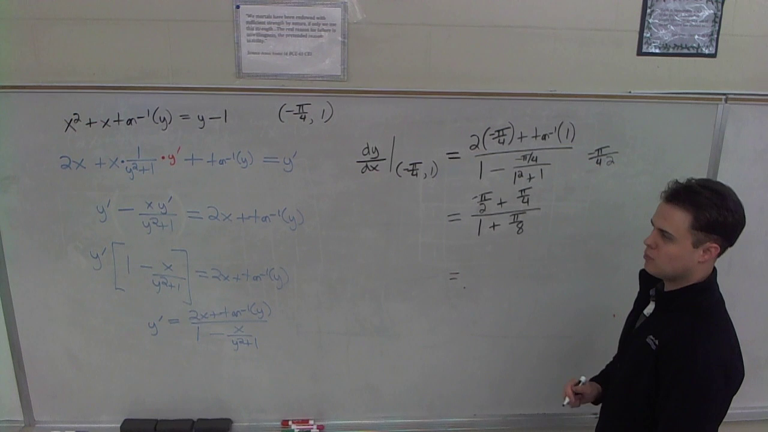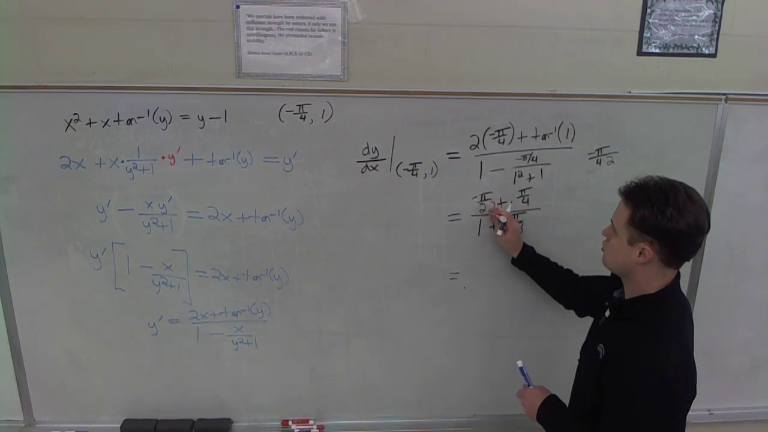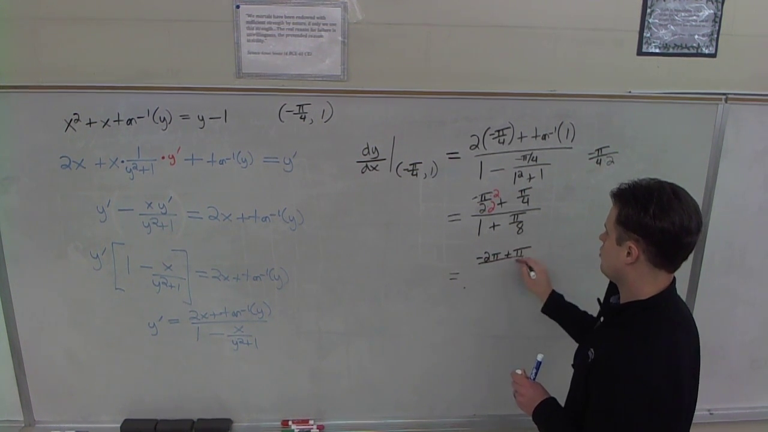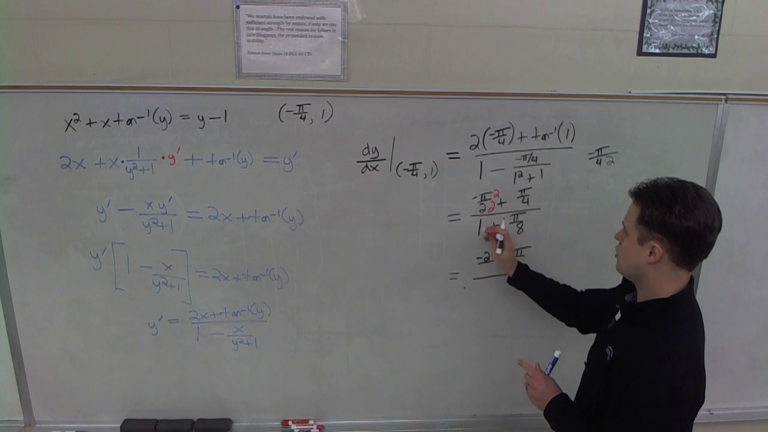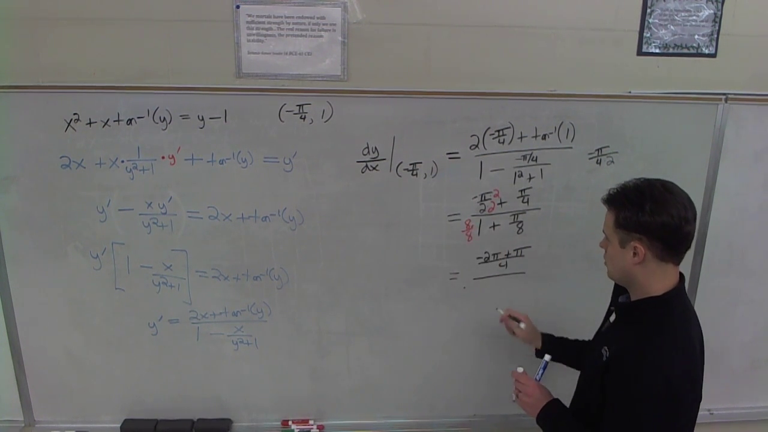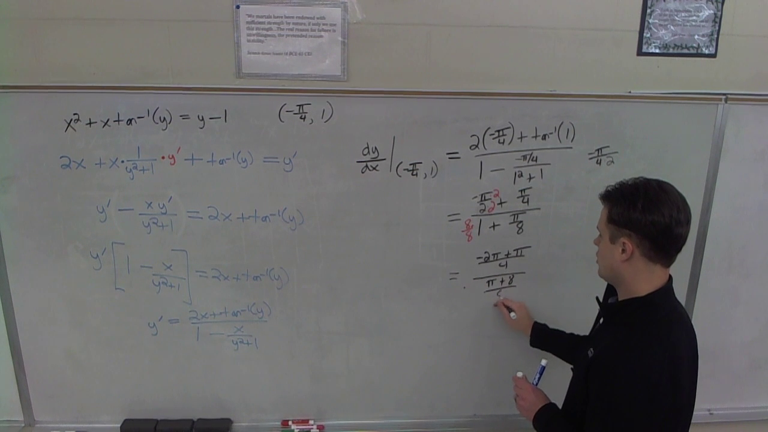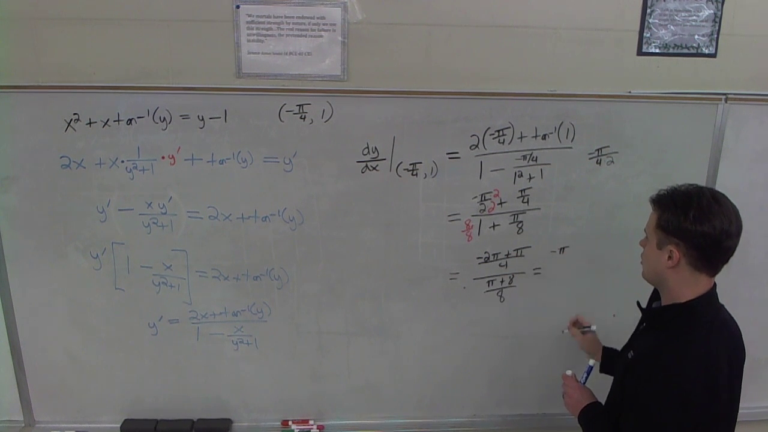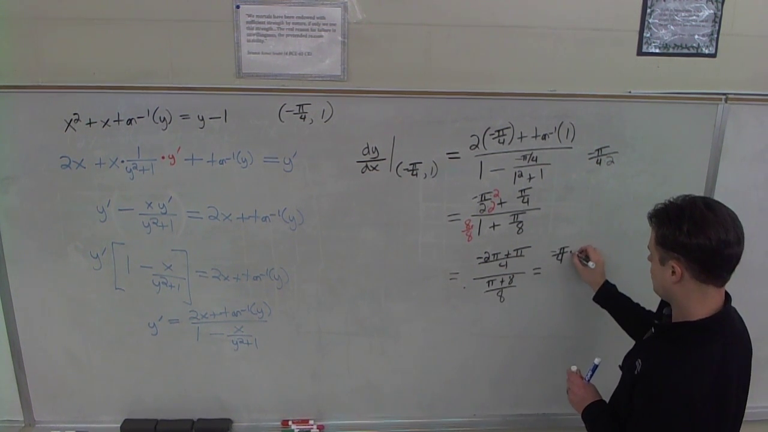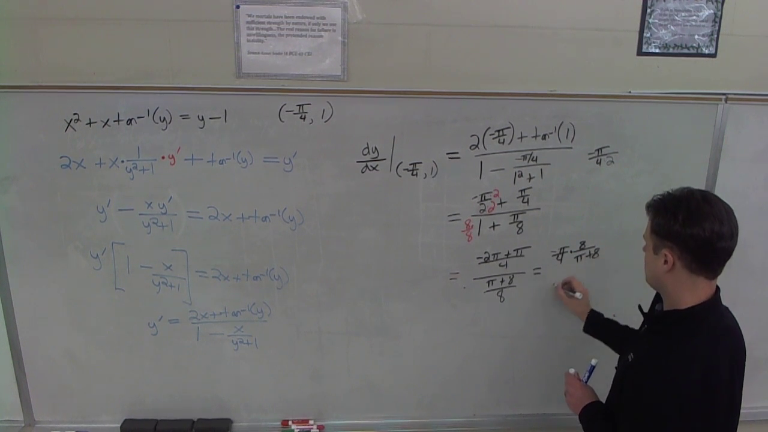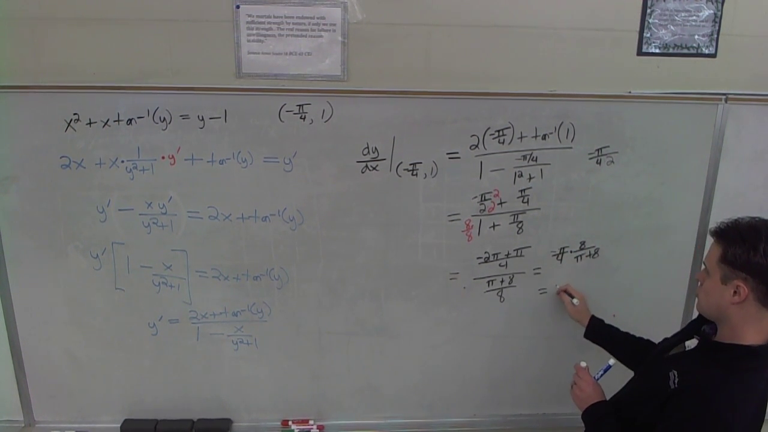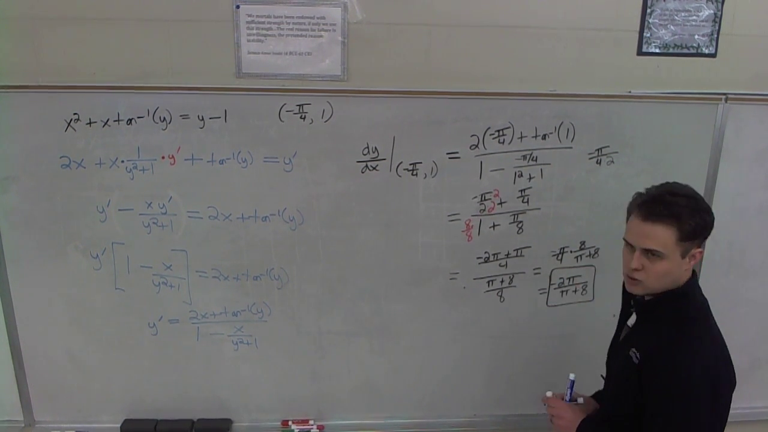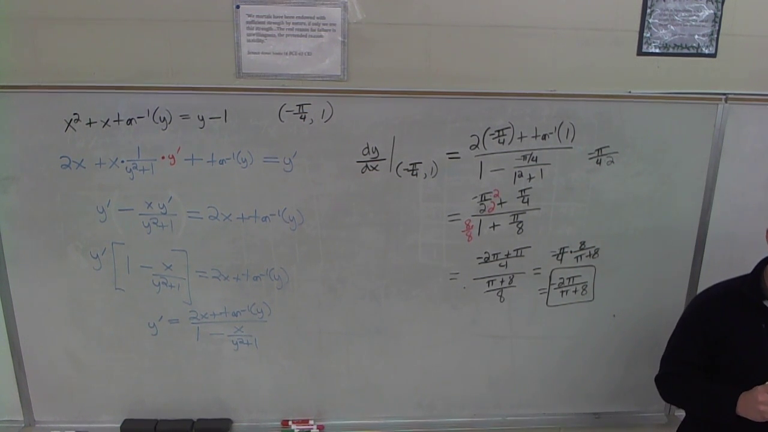So these have a common denominator of fourths, so I'm going to go times 2 times 2. So that's negative 2 pi plus pi over 4. Common denominator down here is 8. So that's pi plus 8 over 8. I'm going to flip it. That's really just negative pi over 4 times 8 over pi plus 8. That's going to be 8 over 4 is 2. And that's about as simple as I think it's going to get, so we can add that to our calculator.